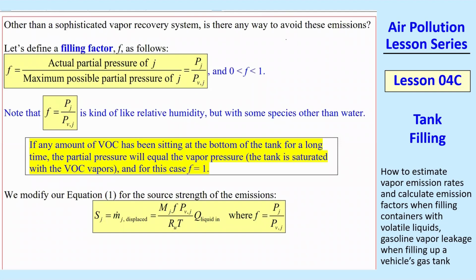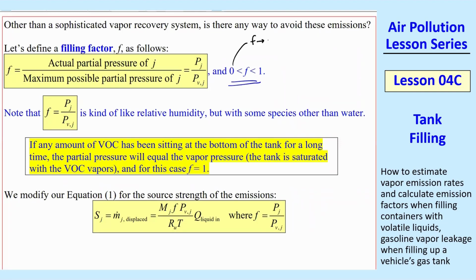So other than some kind of sophisticated vapor recovery system, is there any other way to avoid these emissions? So what we'll do is define a filling factor, defined as the actual partial pressure P_J over the maximum possible partial pressure, which is P_VJ, and F has to be between 0 and 1, because the maximum P_J is P_VJ and the minimum P_J is 0. So when is it 0?